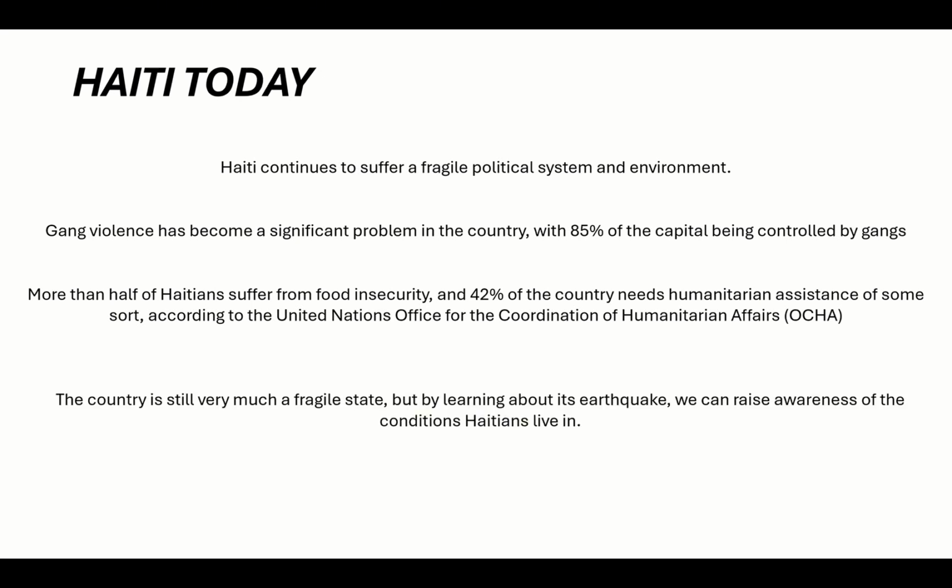The country is still very much a fragile state, but by learning about its earthquake, we can raise awareness of the conditions Haitians live in.